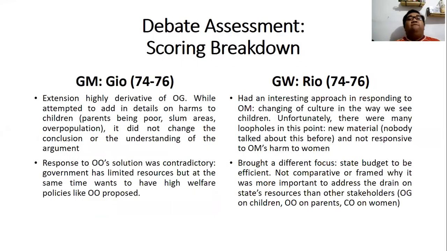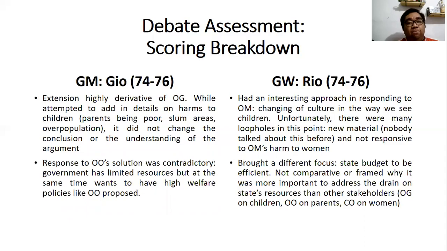Moving on to the closing half. So for both speakers on the closing government, we gave them a range between 74 to 76. So for the government member, there were two reasons. Firstly, the extension was highly derivative of opening government.